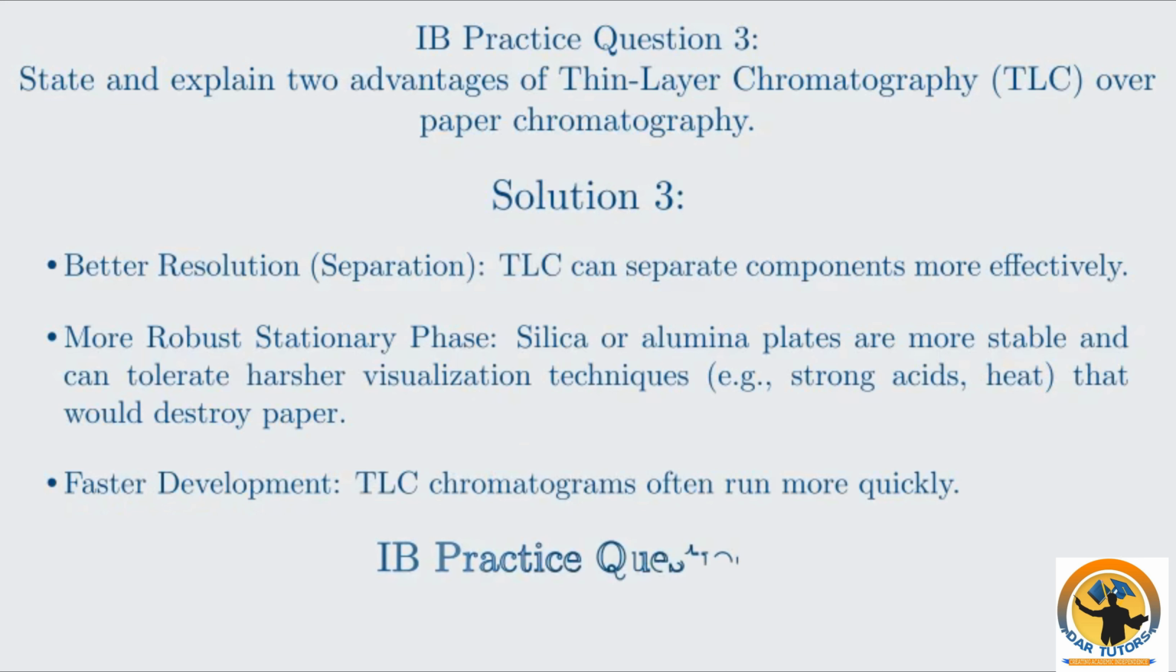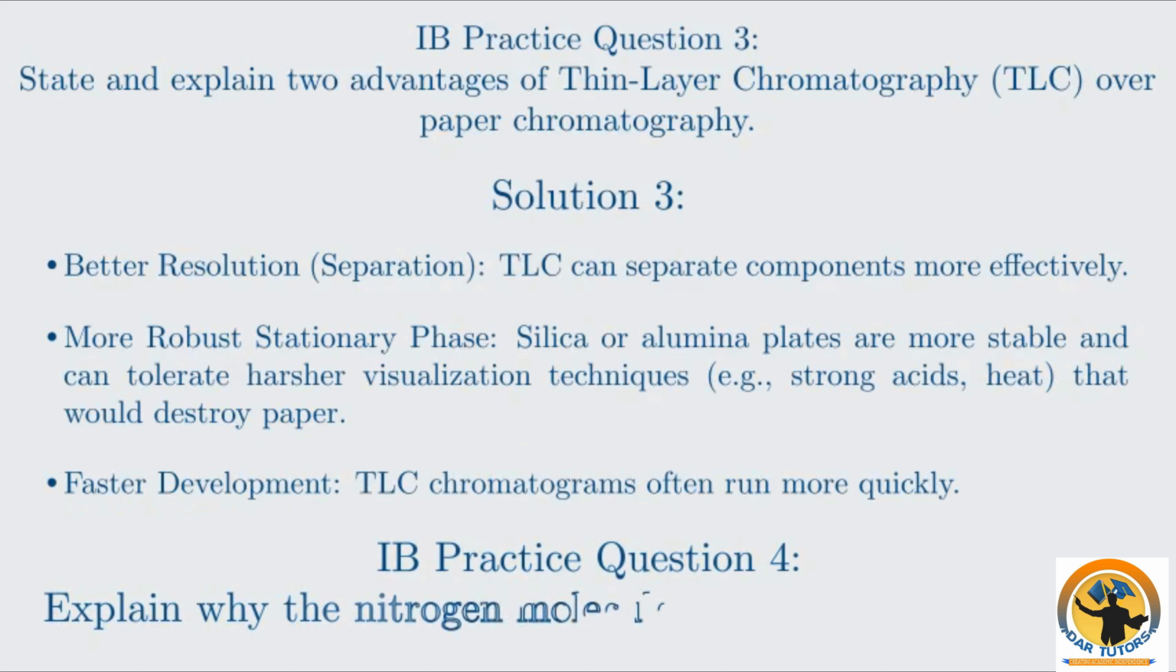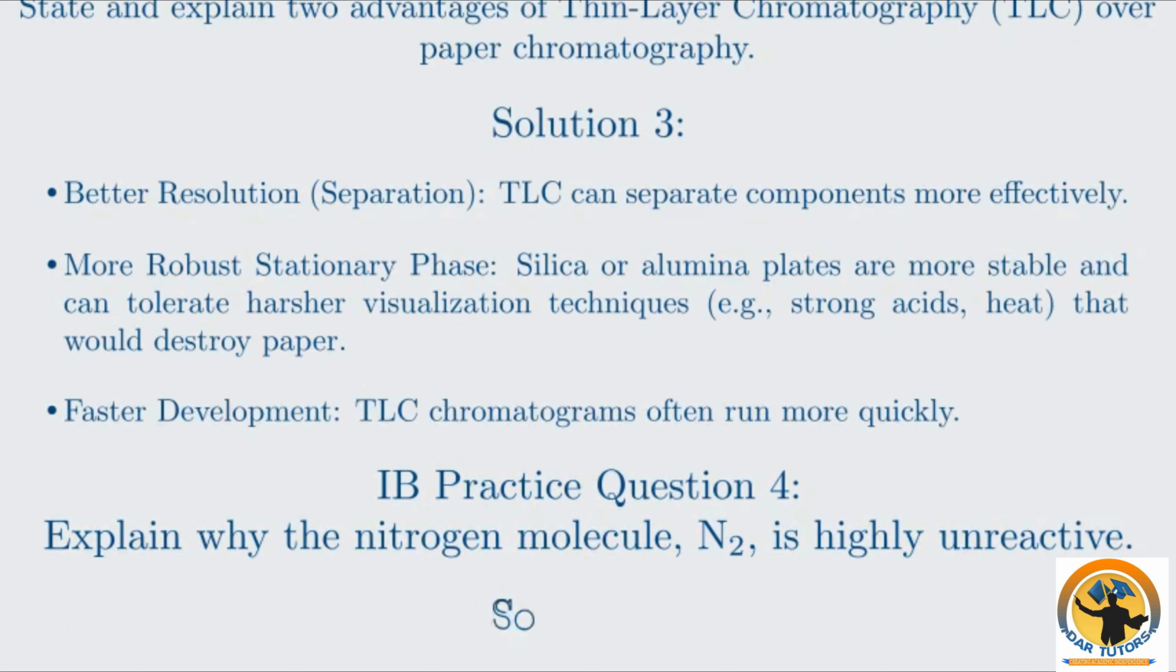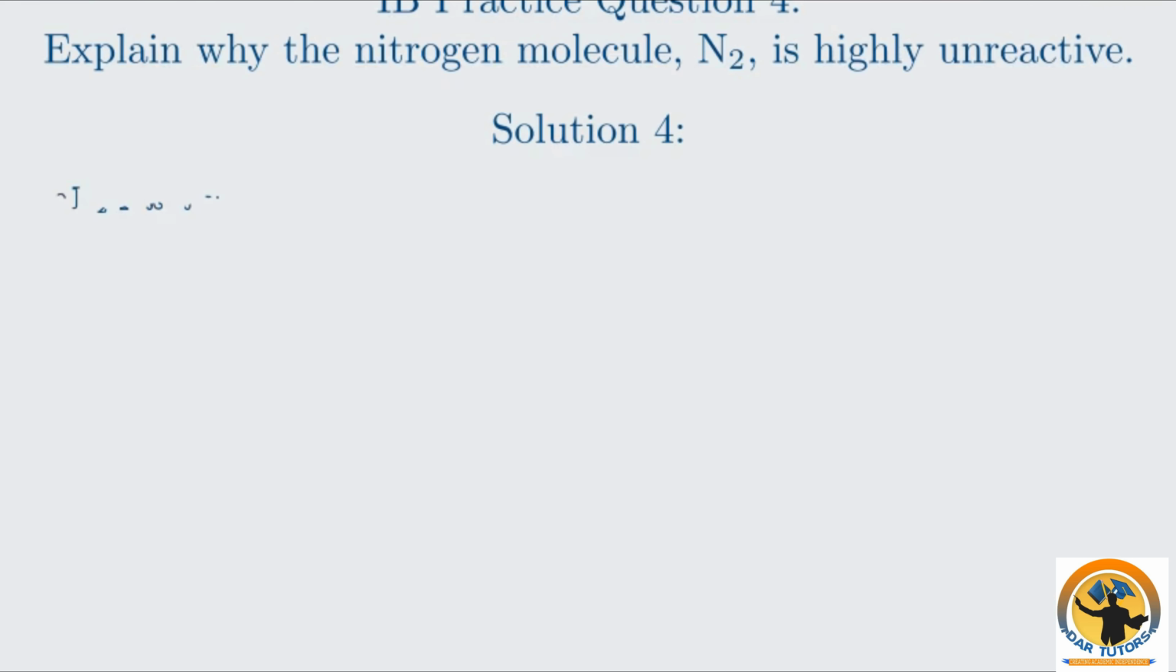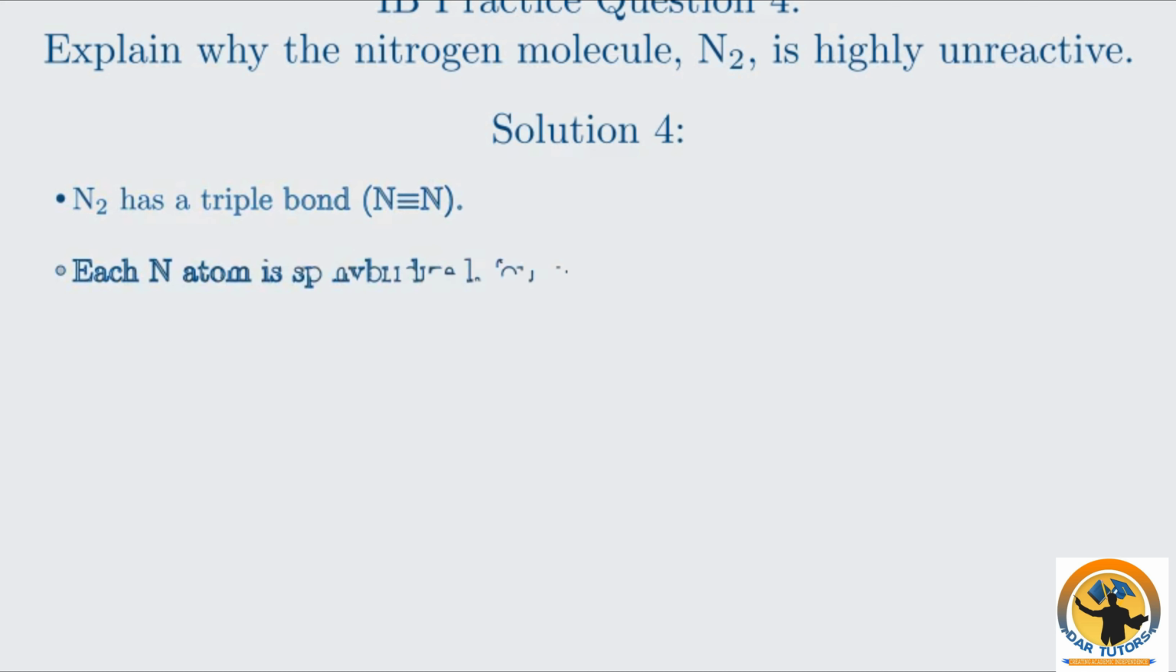Fourth question. Explain why the nitrogen molecule, N2, is highly unreactive. This question requires combining concepts of bonding and energy. The nitrogen molecule contains a triple bond. Let's analyze this bond. According to molecular orbital theory and hybridization, each nitrogen atom is sp hybridized.